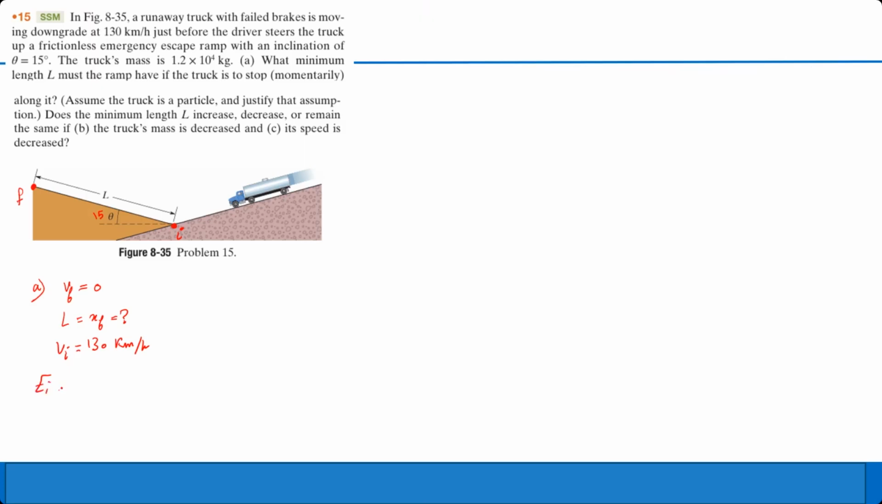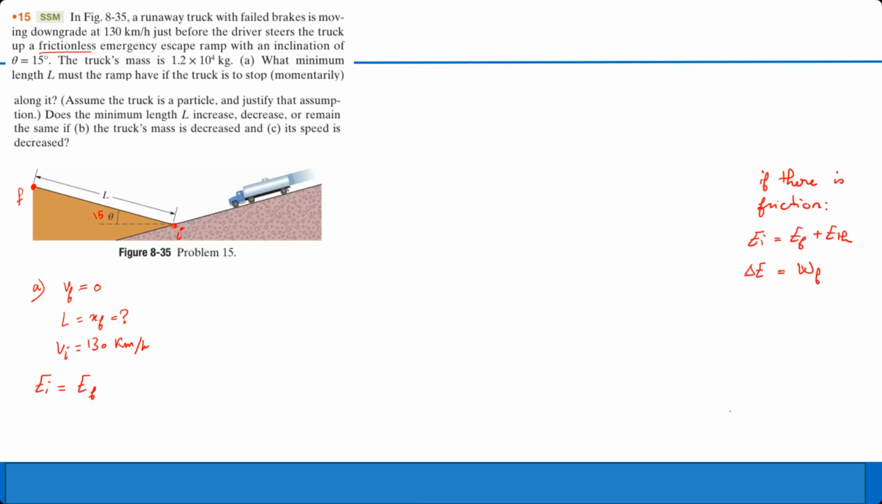I'll say E initial equals E final. The escape ramp is frictionless. That's why I said the energy is conserved. If there was friction, I would have to say E initial equals E final plus whatever we lost due to friction, or I would have to say delta E mechanical equals the work done by friction.